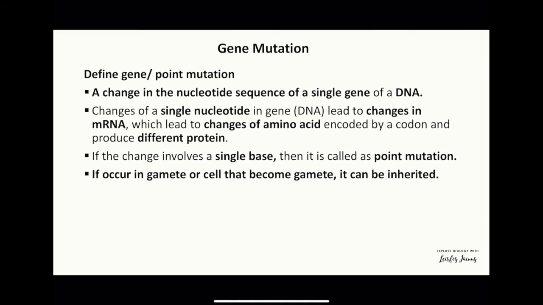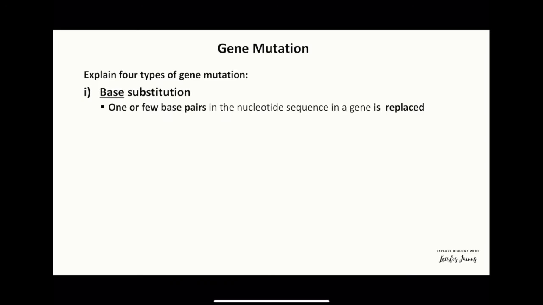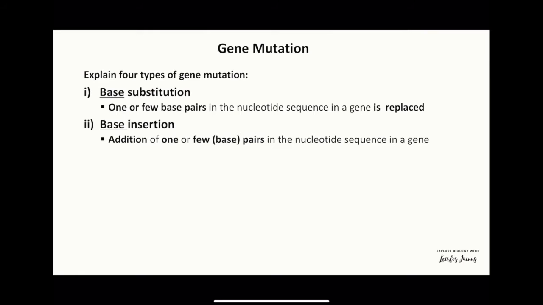If the mutation occurs in a gamete or a cell that becomes a gamete, then it can be inherited into the next generation. There are four types of gene mutation. Number one, base substitution. One or few base pairs in the nucleotide sequence in a gene is replaced. The second type is base insertion. Addition of one or few base pairs in the nucleotide sequence in a gene.